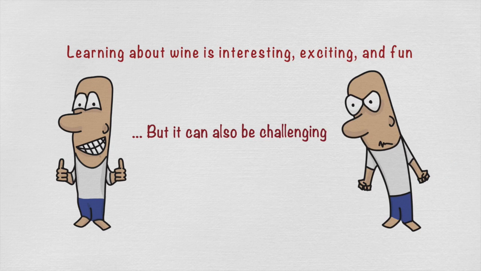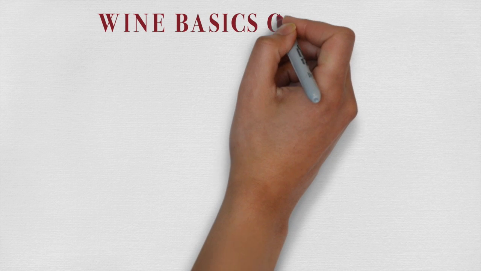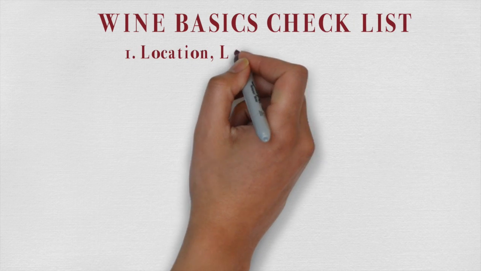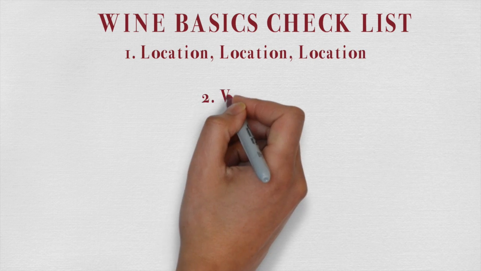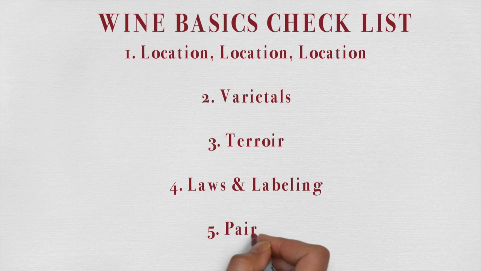While learning about wine is interesting, exciting, and fun, students have often struggled on how best to approach the study of wine. This video should help you on your journey. Each section will be divided into wine basics. You'll want to make a checklist that includes location, varietals, terroir, laws and labeling, and pairing.